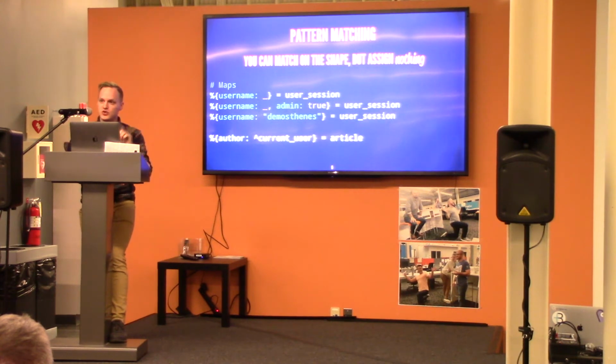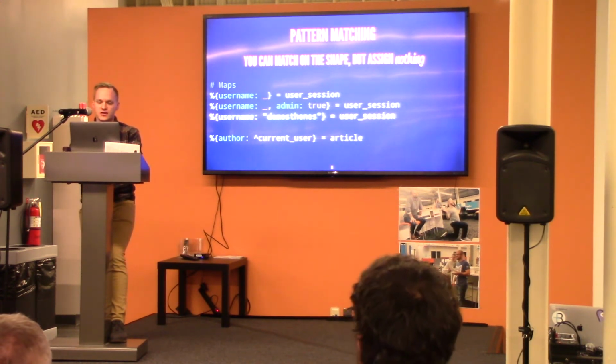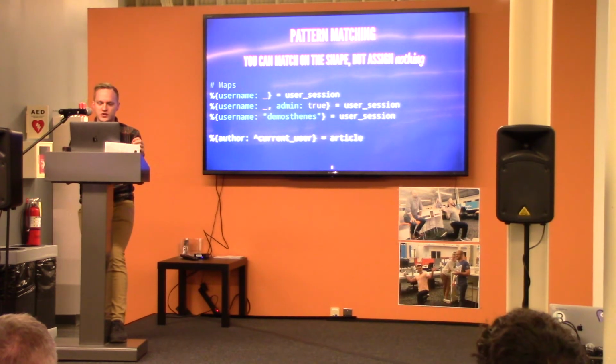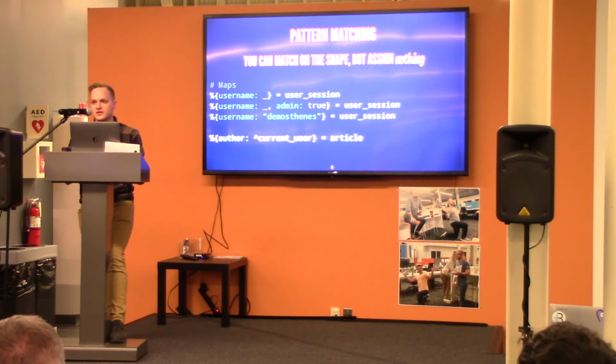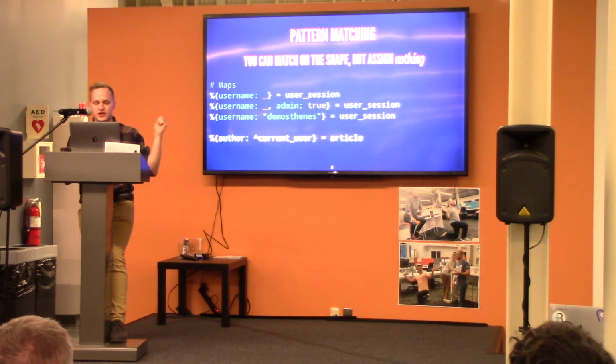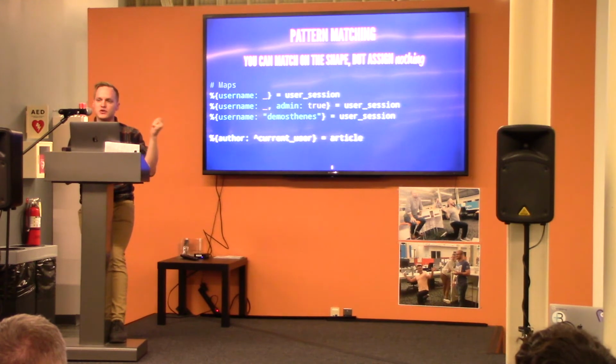Or you might use something like the pin, which we'll not get into because it's a little bit more advanced. The pin operator lets you use a pre-existing variable on the left-hand side of a pattern match so that you can use it as a match. This would be exactly the same as if current user was Demosthenes. If Demosthenes was the current user, or the author in this case, I could use that as part of this pattern match. And this is really useful when you need to do, hey, is this person the owner of this article, or the author of this article?